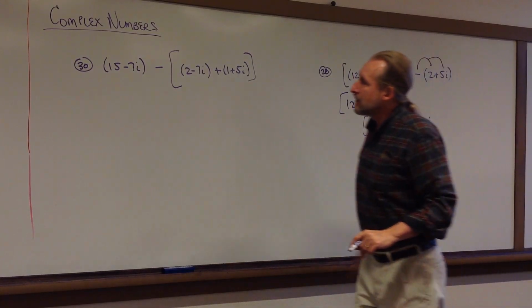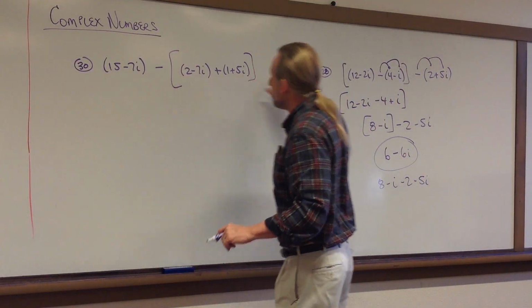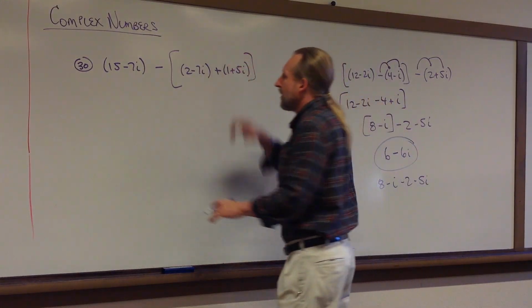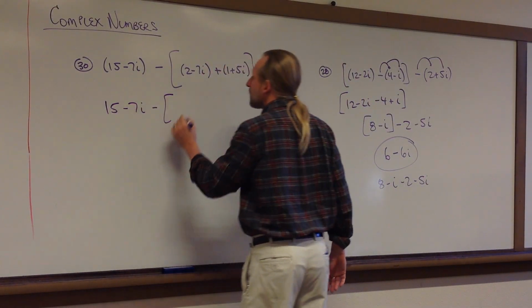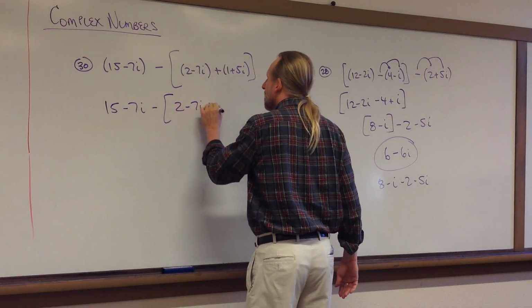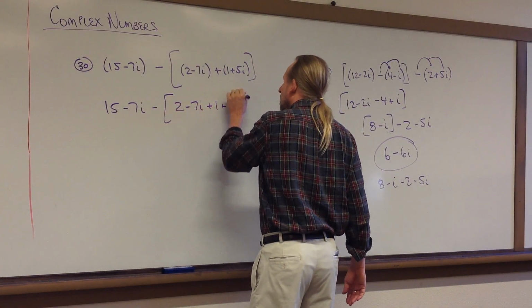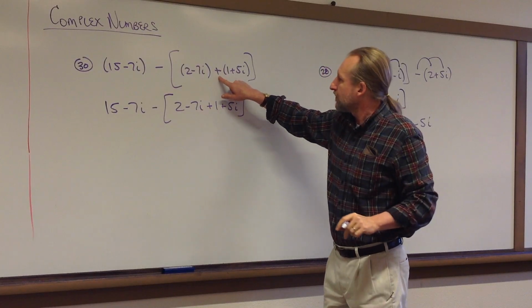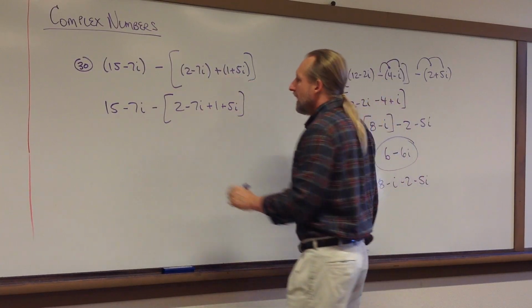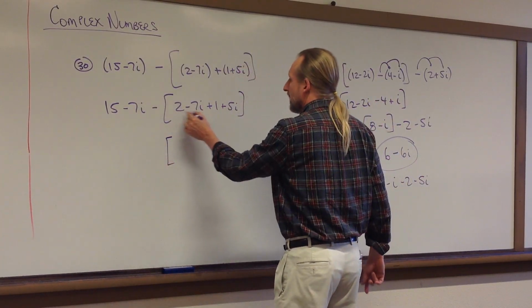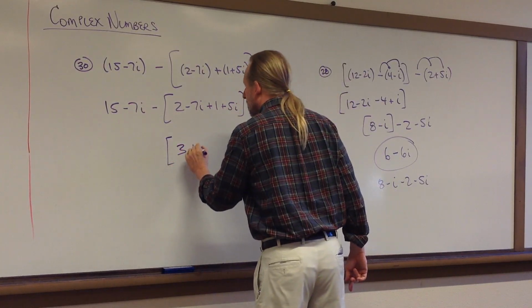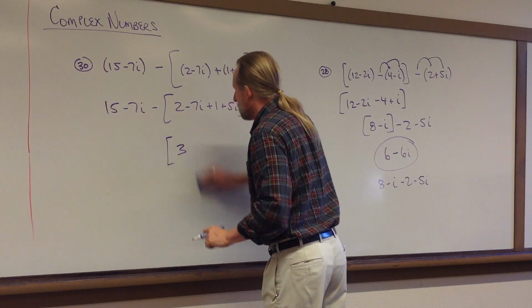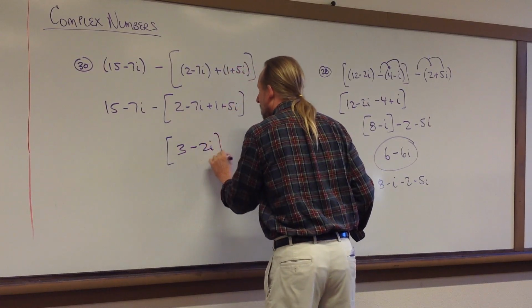Now in this one, this subtraction is going to hit everything in these parentheses, or in the brackets. So let's work in the brackets first. 2 minus 7i plus 1 plus 5i, right? So this plus is not going to change anything. And then out of that, what are we going to get? 2 plus 1 is 3. Negative 7i plus 5i is negative 2i.